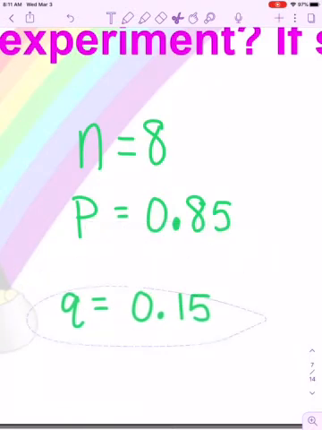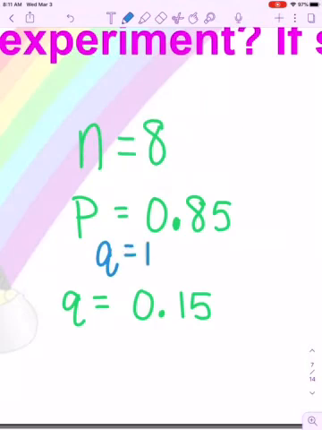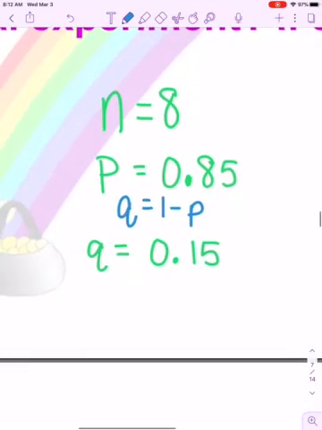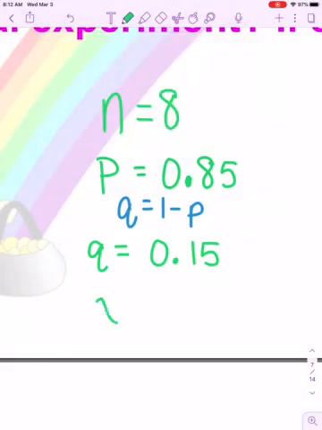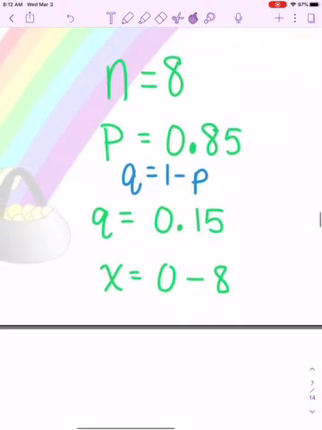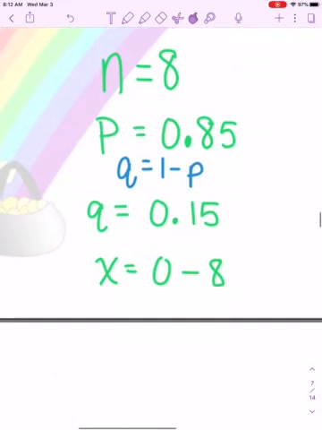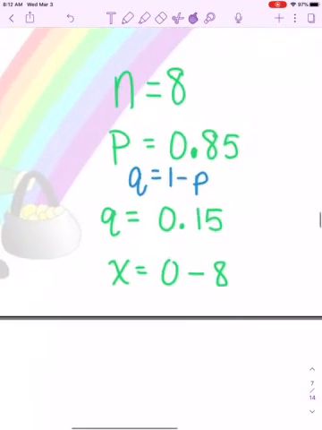Together, remember that Q is 1 minus P. So 1 minus 0.85 is 0.15. And then X are the possibilities of successful trials. He could have none all the way through 8. So he could have no successes. He could have up to all of them be successful.